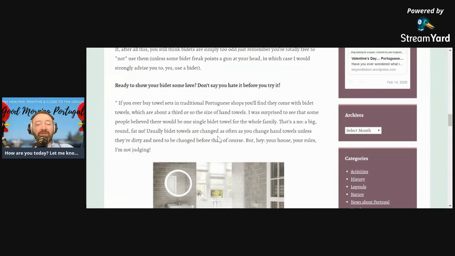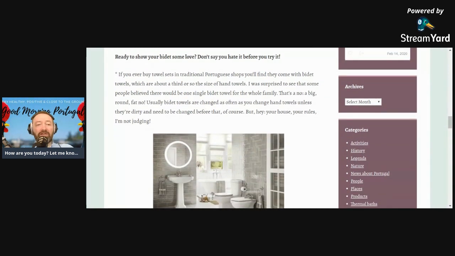And a little bit of added information about the whole family having a towel. If you ever buy towel sets in traditional Portuguese shops, you'll find they come with a bidet towel, which is about a third of the size of hand towels. I was surprised to see that some people believed there would be one single bidet towel for the whole family. Ew, that's a no. A big, round, fat no.